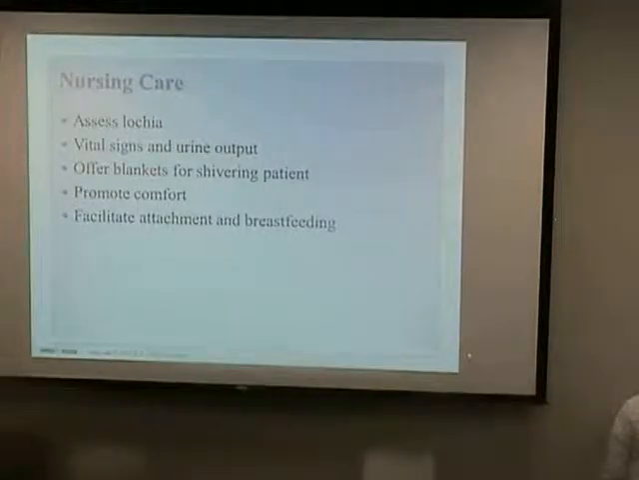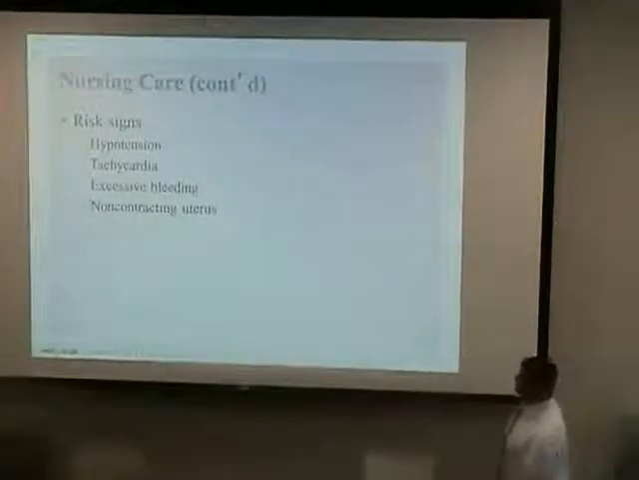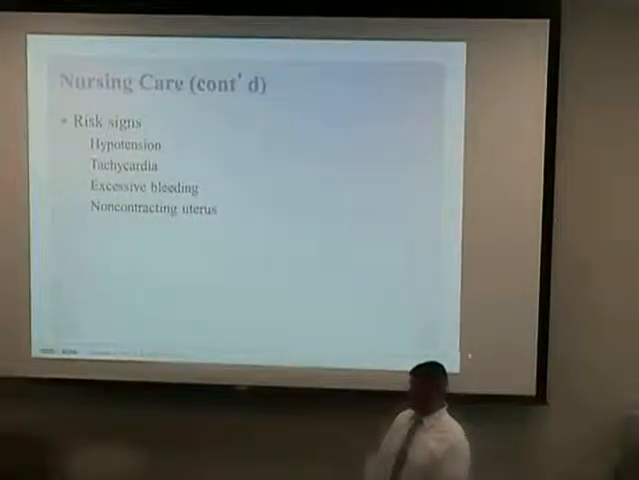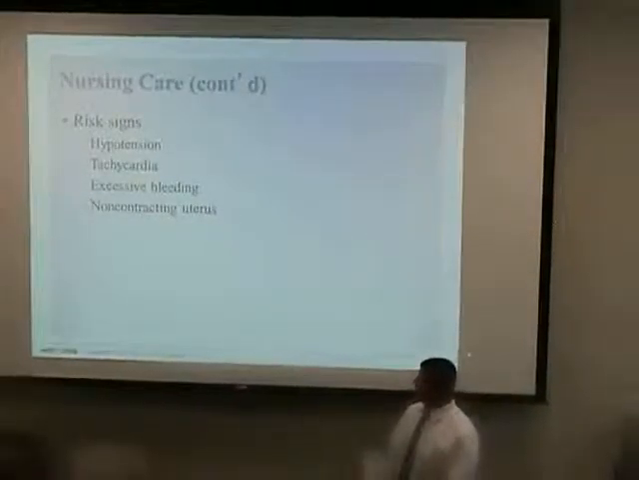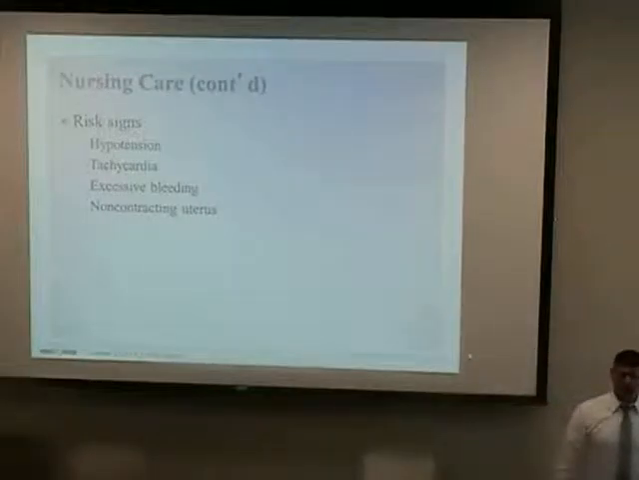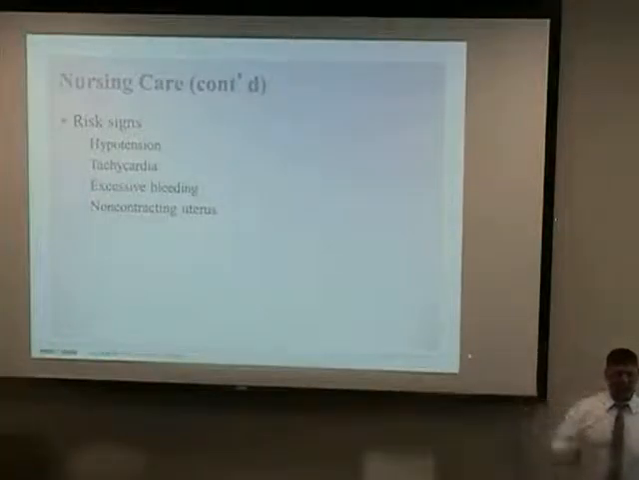Promote comfort and facilitate attachment and breastfeeding. Right? Risk signs, things that we're looking for, is sudden drop in blood pressure or rise in the heart rate. That's postpartum hemorrhage until proven otherwise. Excessive bleeding and a boggy uterus that's not contracting. And we all saw, when we let Lucy bleed to death, what happens with our vital signs and how we fill up the room with blood, right?